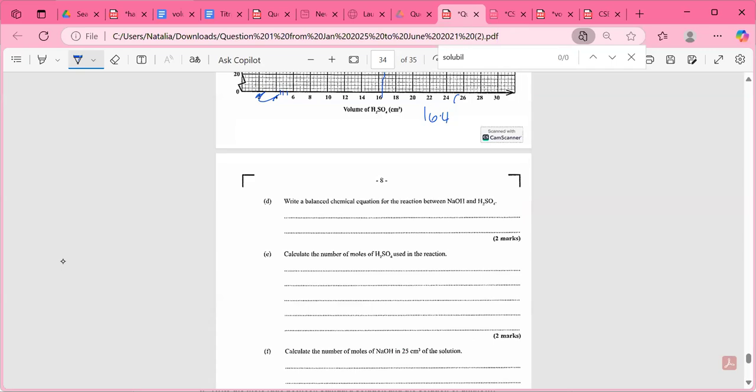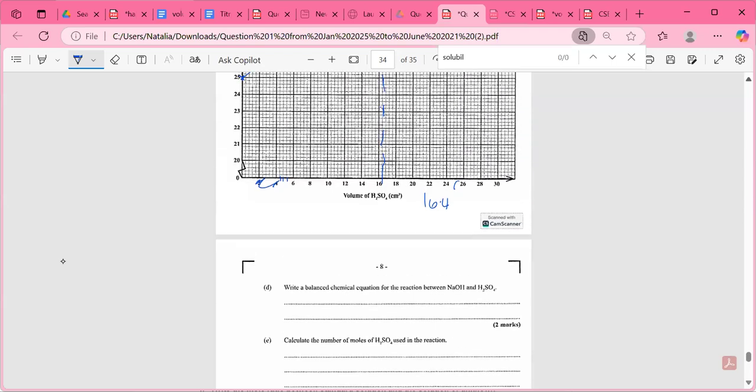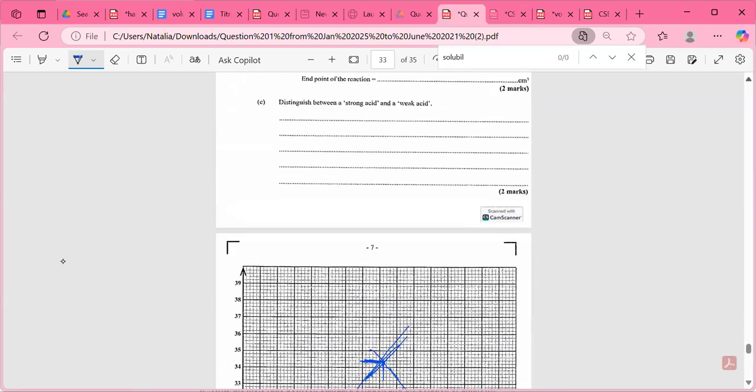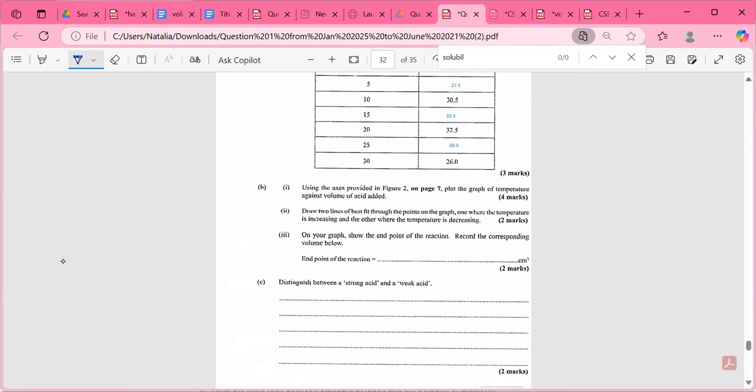It's a balanced equation. No, we're not done. Then it says the end point of the reaction. The volume is 26.4. So here's where it says draw two lines of best fit.